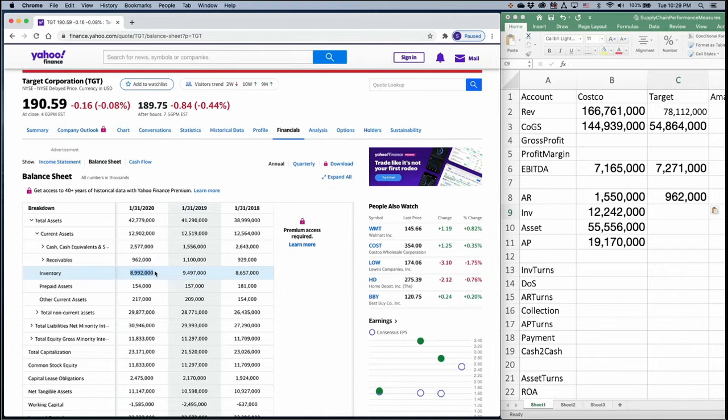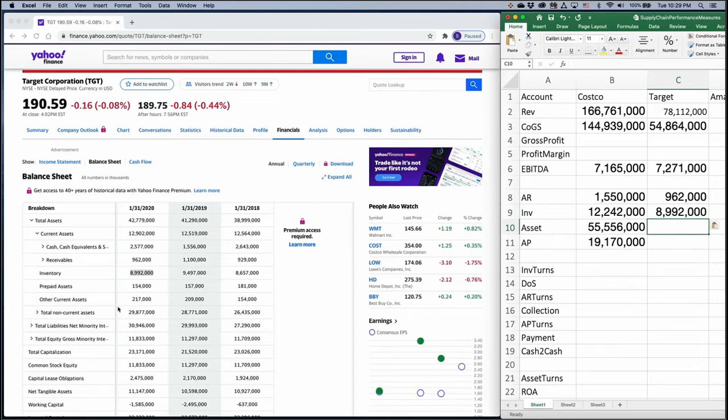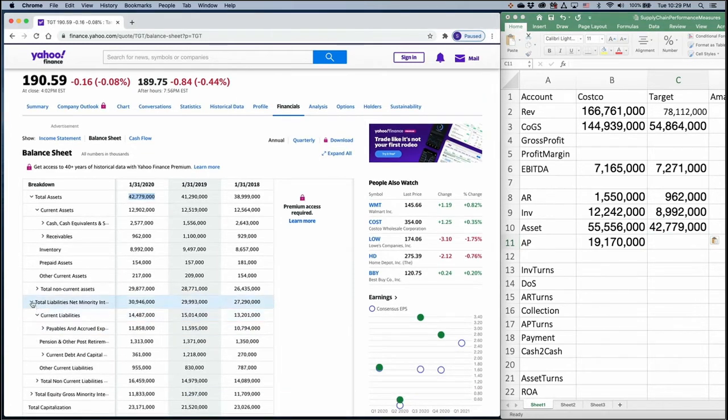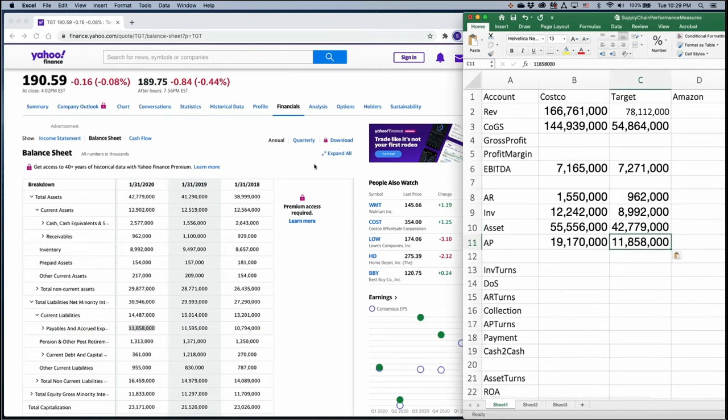Inventory, and also total asset, and finally you can copy account payable. Click this, the current liability, and you can copy and paste here. And finally, we will compute Amazon.